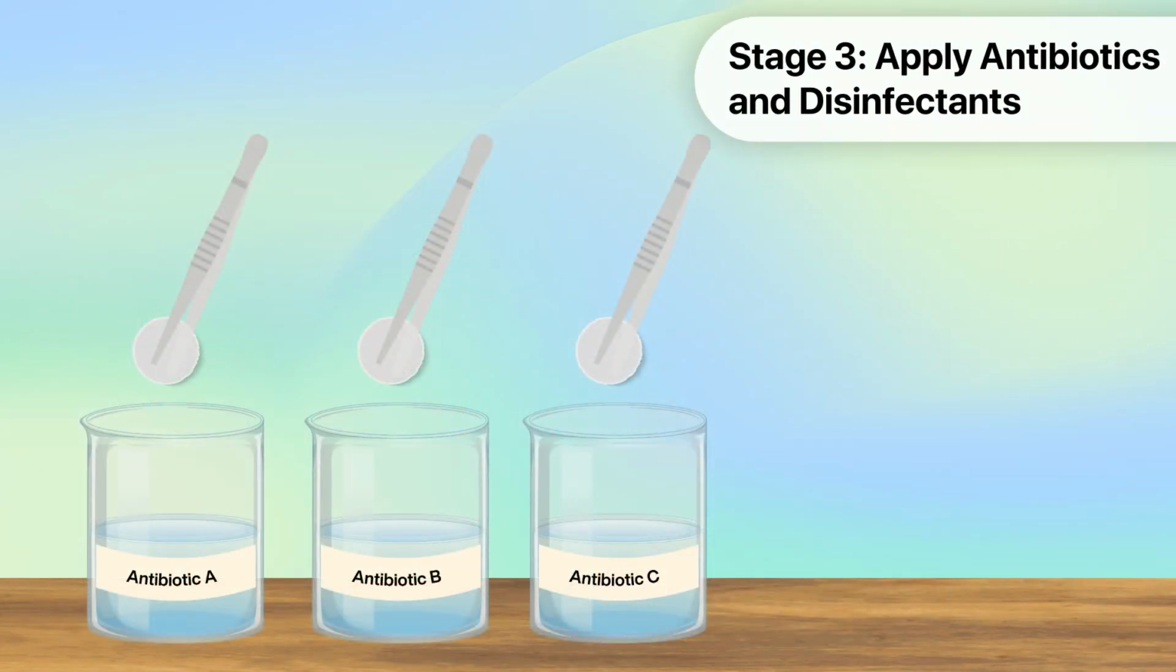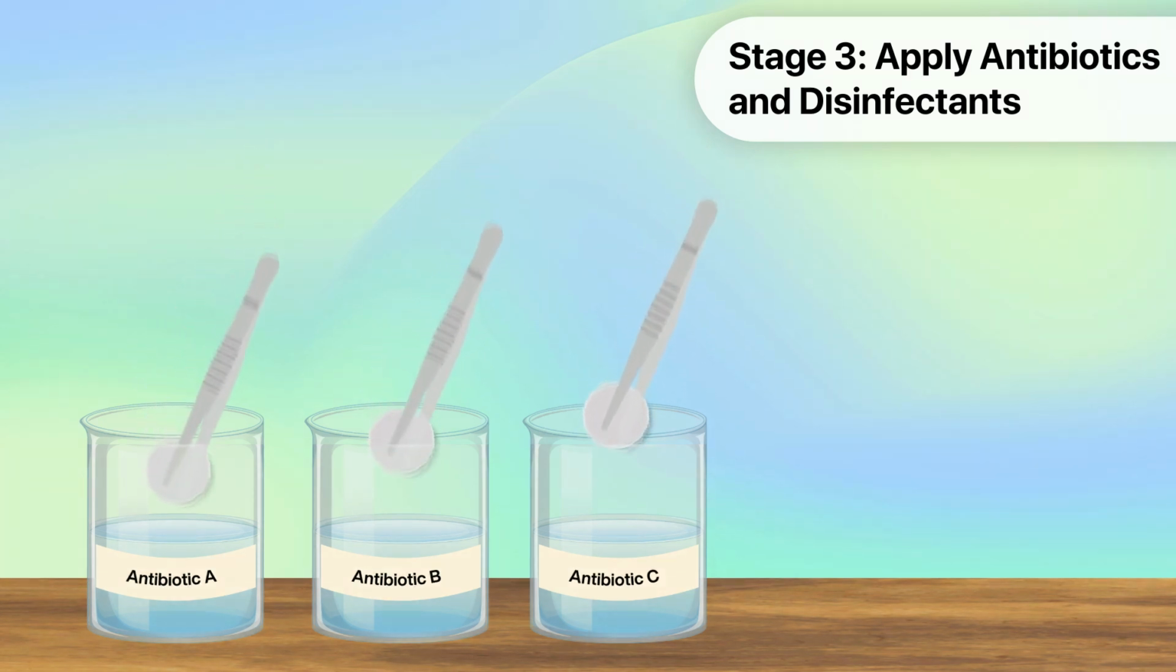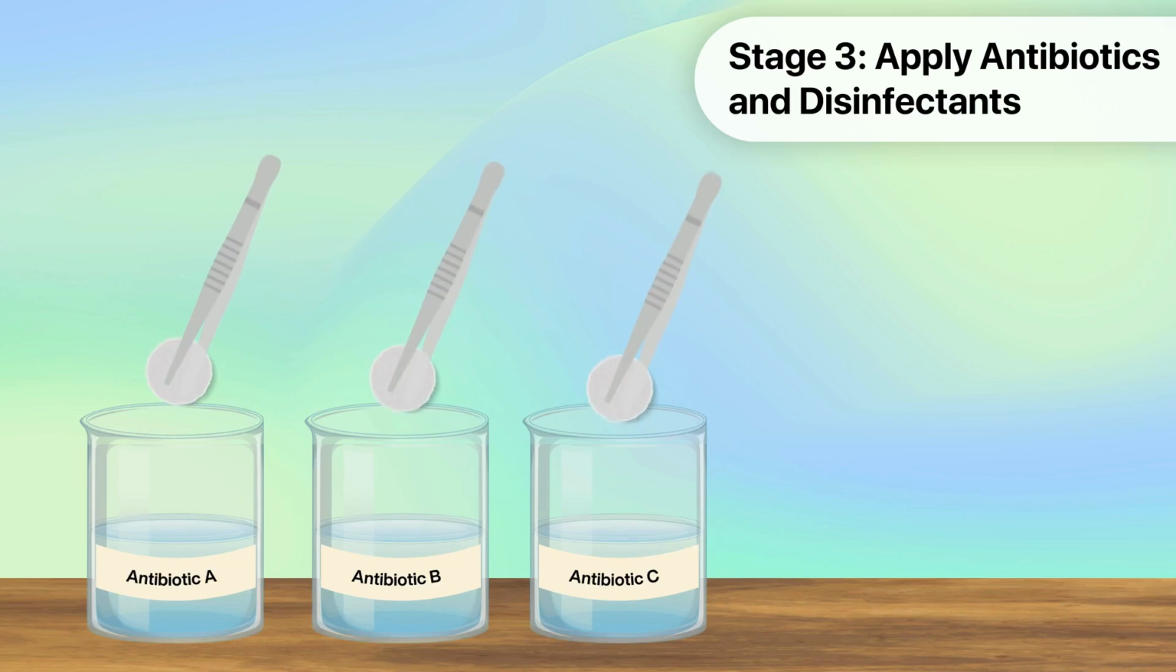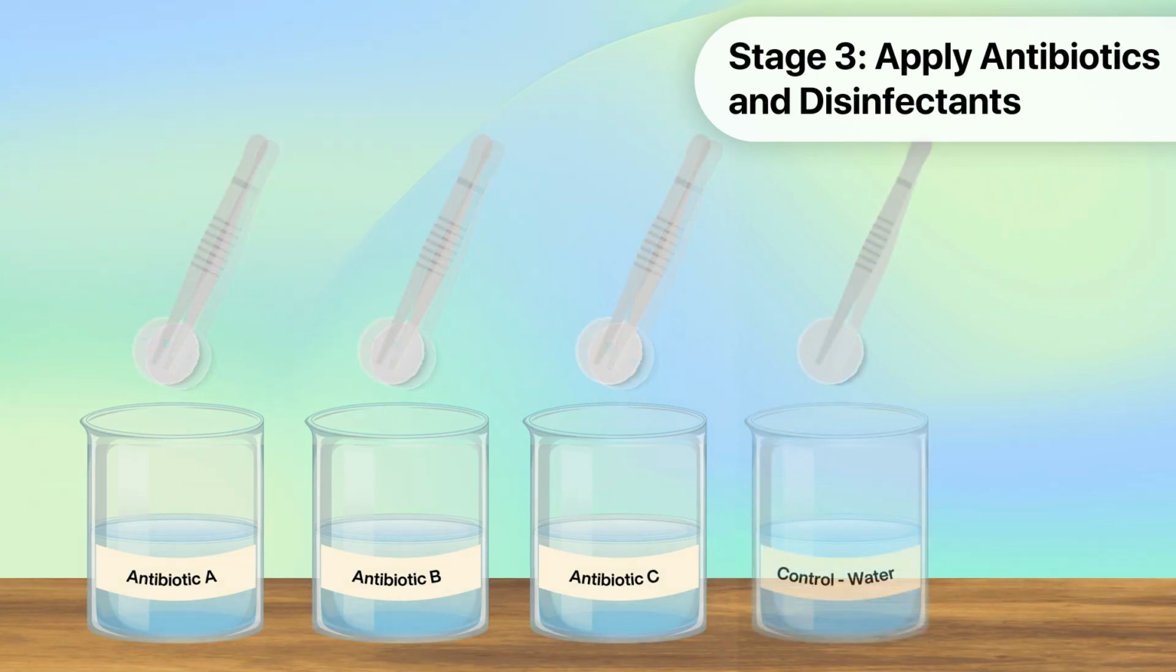Next, we need to apply the antibiotics and disinfectants. First, soak small sterile paper discs in different concentrations or types of antibiotics and disinfectants. Ensure each disc is thoroughly saturated in the antibiotic you're using. We also need a control disc. To do this, soak one paper disc in sterilised water.